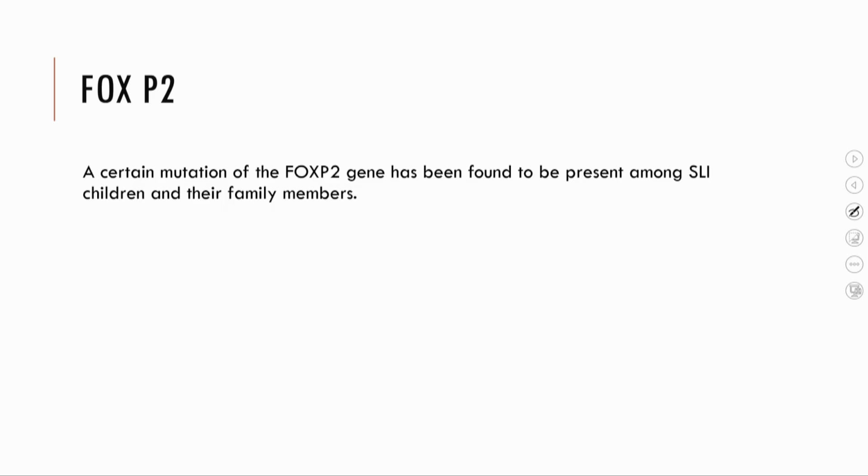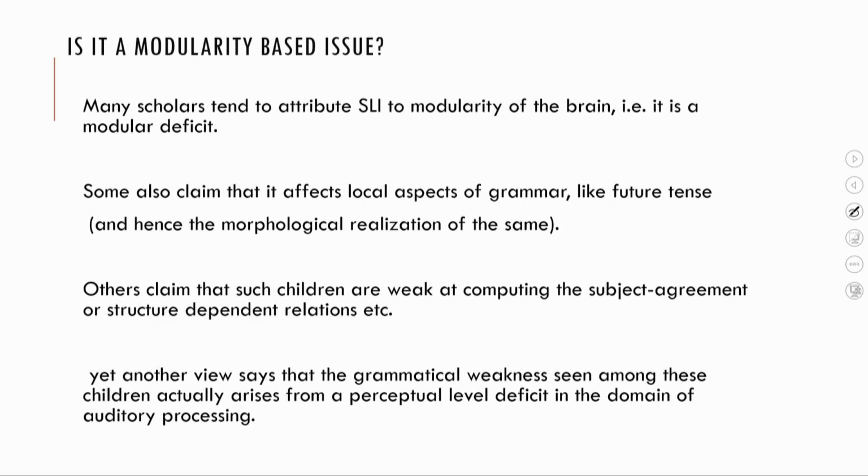At the same time, FOXP2 gene mutation was also found. Since I have discussed FOXP2 in detail in the beginning, we will not go into detail again. A certain particular mutation of the FOXP2 gene was found to be present in all the members in a family who had SLI. FOXP2 was first discovered when many members of a single family were found to have SLI, and that is how the disorder was connected to FOXP2.